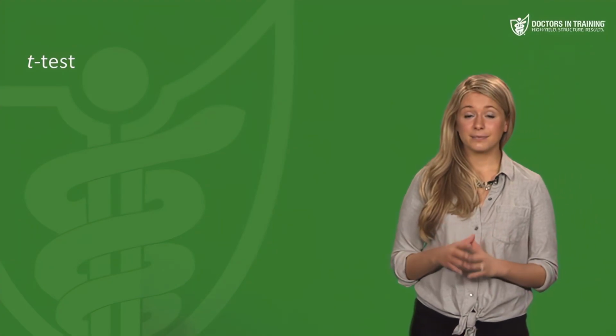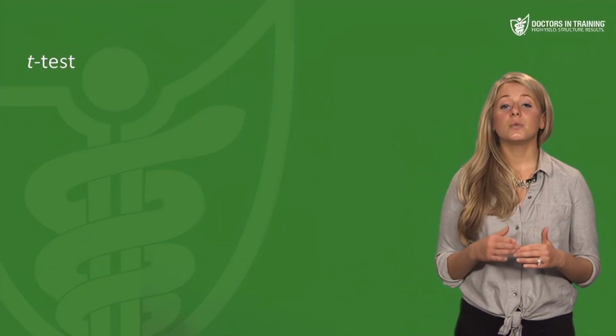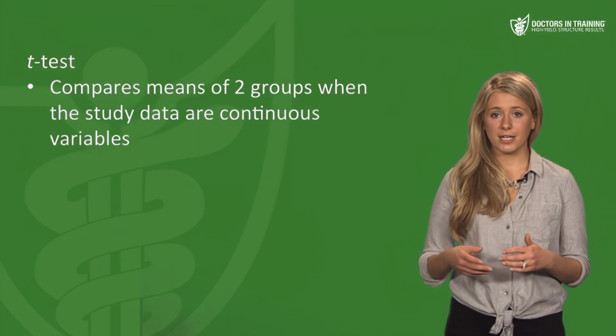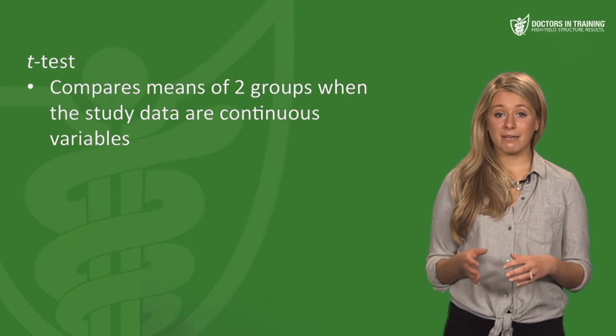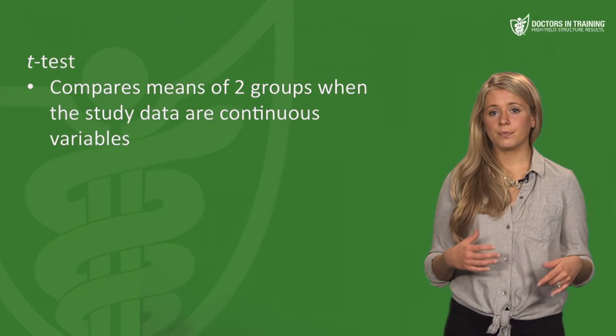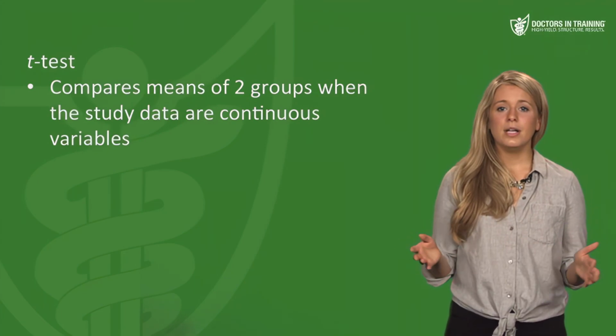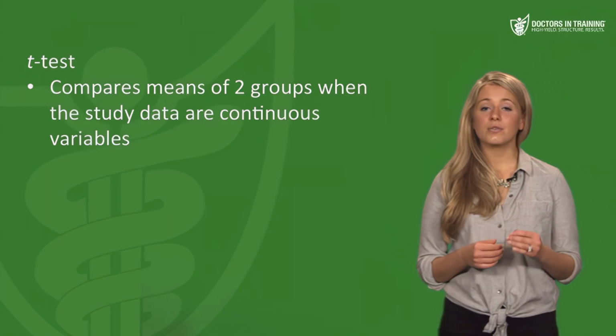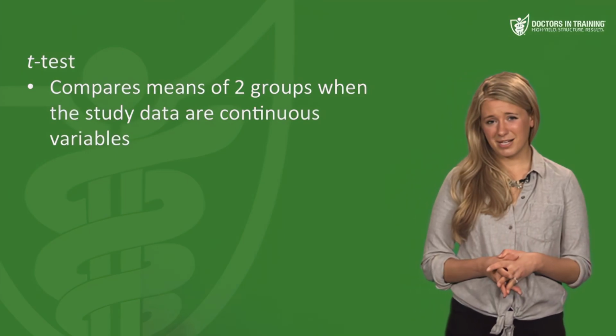First up is the t-test. The student t-test is a way to compare means of two groups when the study data are continuous variables. So if you're comparing the average weight of men versus the average weight of women within a certain population, weight is a continuous variable, and the mean can be calculated. A t-test can then be used to compare the means of two groups, and that's really all you need to know about a t-test. ANOVA is basically the same thing as a t-test, but it can be used to detect differences between the means of different groups that use continuous variables.